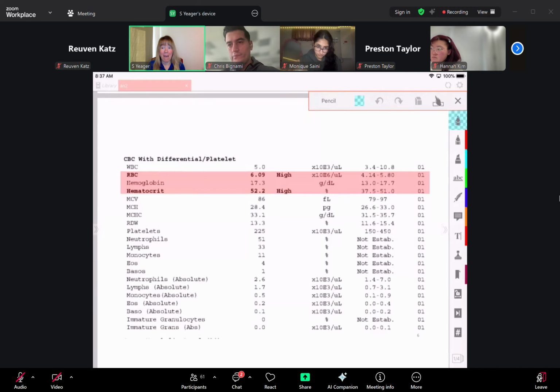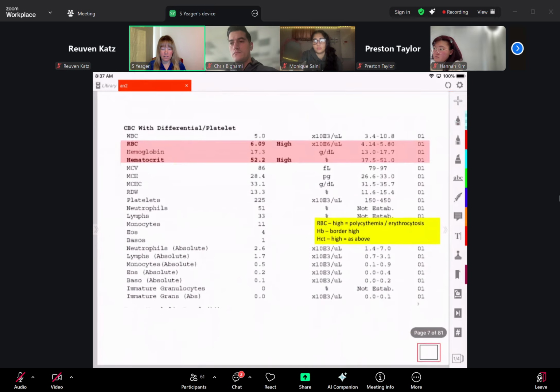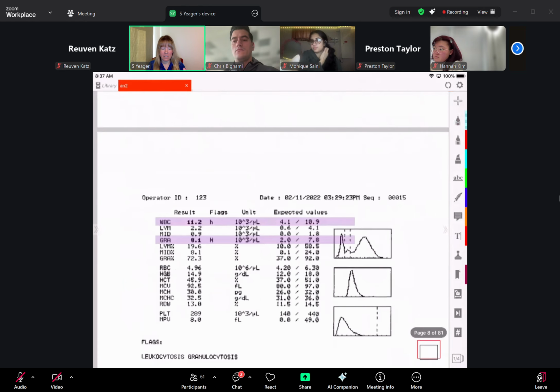things. So here we have red blood cells are high, hemoglobin is on the high end, but it's not yet technically high, and hematocrit is high. So what would we call this? This will be the opposite of anemia. Rachel, Paul, you got it. So polycythemia or erythrocytosis. Polycythemia is certainly the term used more often, but I just want to make sure I throw out both of them. Good. So there's the key for you.